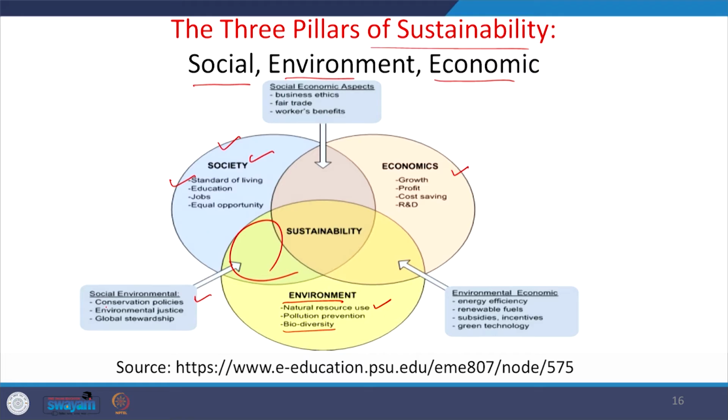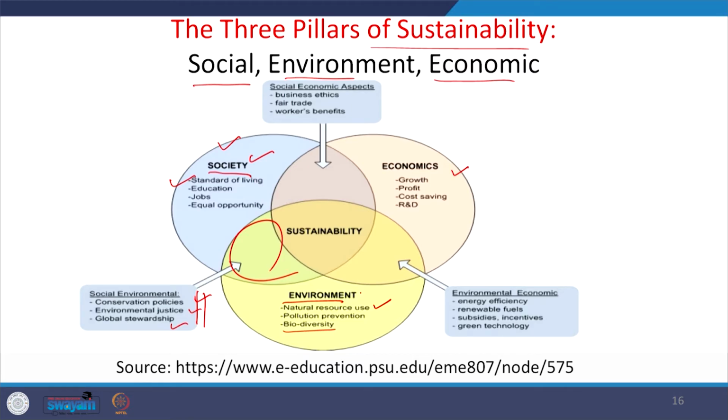Or we can talk about environmental justice, or we can talk about global stewardship. These are the examples which are at the intersection points of societal sustainability and environmental sustainability.